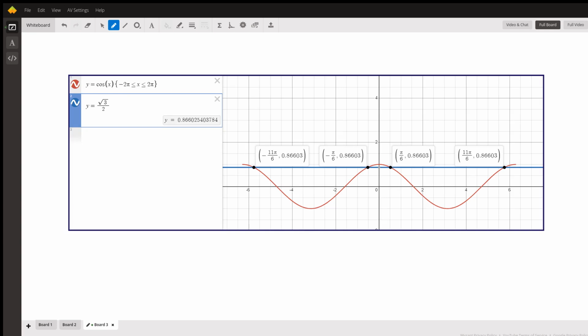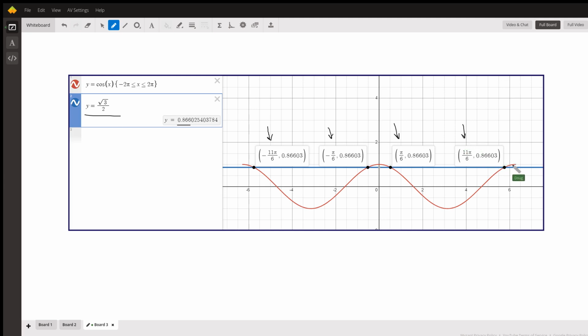Here's a graph that kind of confirms it on Desmos. Y equals the cosine of x from -2 pi to 2 pi inclusive is this red graph. If I draw the horizontal line, y equals radical 3 over 2, which is about 0.866, these are all the angles that have a cosine of radical 3 over 2. -11 pi over 6, -pi over 6, pi over 6, 11 pi over 6.